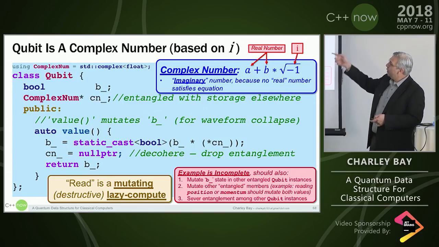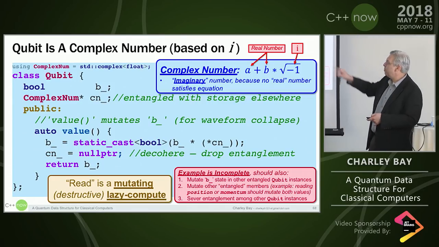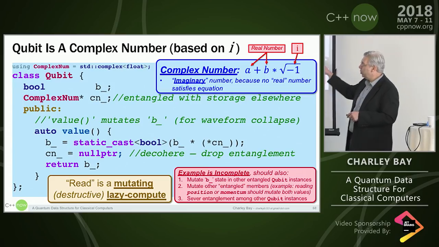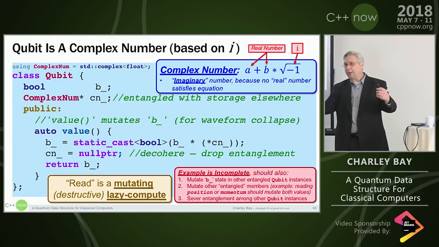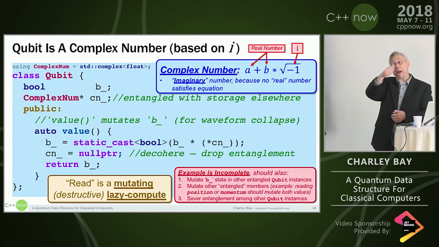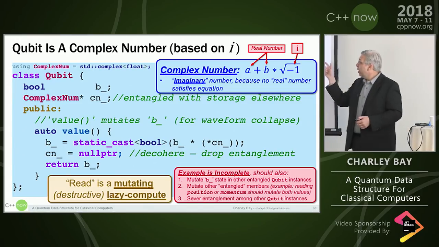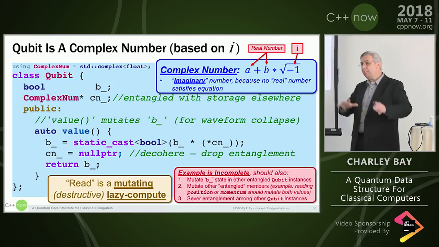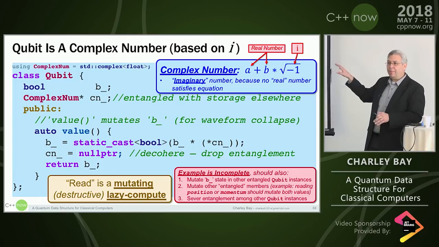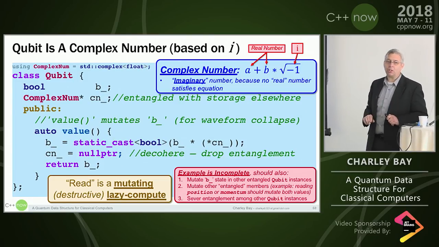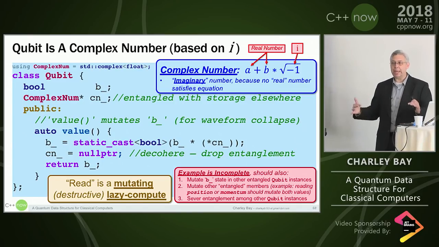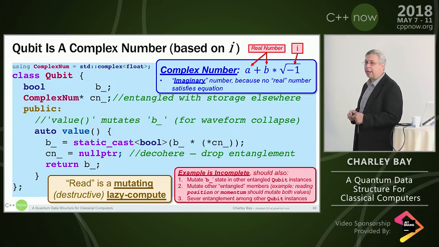But I have a bool, and I have a complex number that's applied to that bool, and I have a mutating destructive read. So when I do a dot get or a dot value in this case, what I'm going to do is take my bool, apply the complex number to it, and somehow force it back to a bool to a certain value. It's going to be radix 2, it's got to be 1 or 0. But after I do that, I'm going to drop my coherence with some associated payload, I'll decohere, and that is a mutation. It's a black box, irreversible operation. So we're using the value, but once you read it, it's pinned. You've mutated it. And that's going to be our standard data structure.